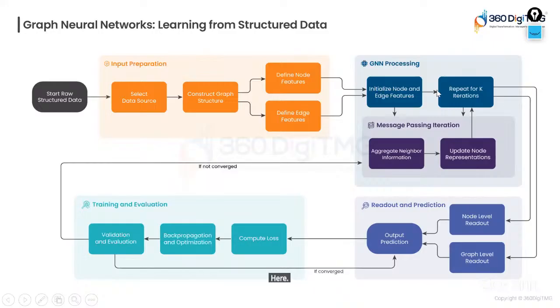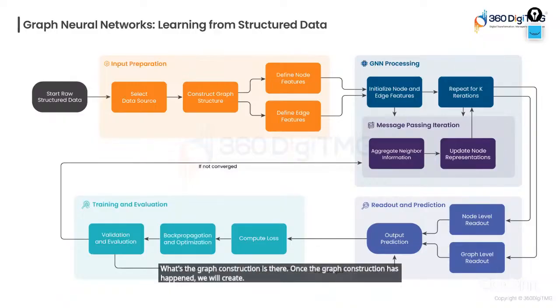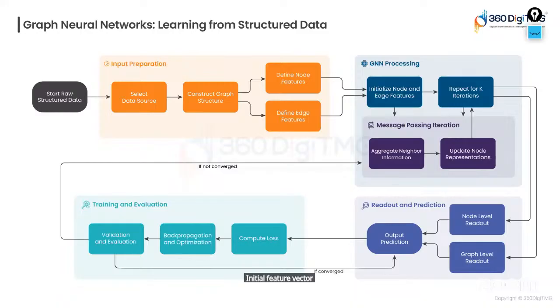Here we are having an initialization of nodes and edge features. Once the graph construction has happened, we will create the initial feature vector for each node and edges. Initial features. And what is this? Repeat the k iteration.